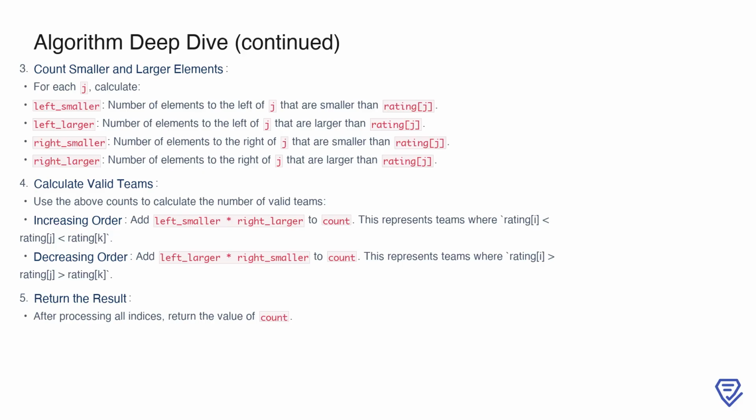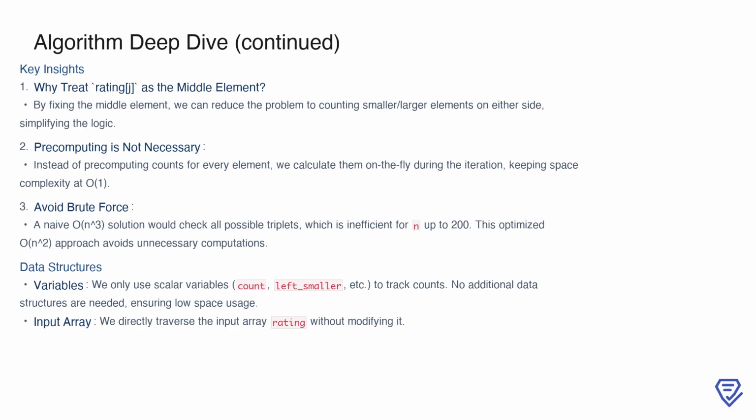After iterating through all possible middle elements, we return the final value of count as the result. The decision to treat rating[j] as the middle element simplifies the problem significantly. By fixing the middle element, we reduce the task to counting smaller and larger elements on either side, which can be done efficiently. Unlike some approaches that pre-compute these counts for every element, our method calculates them dynamically during the iteration, ensuring low space usage with a space complexity of O(1).